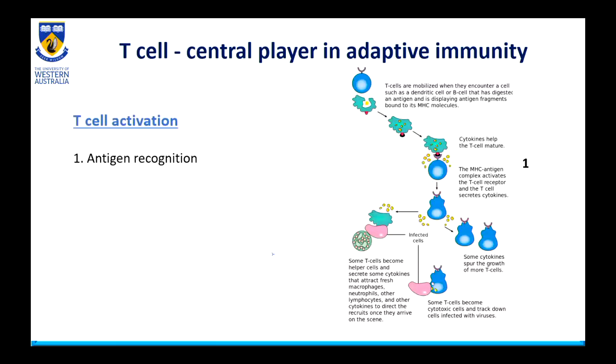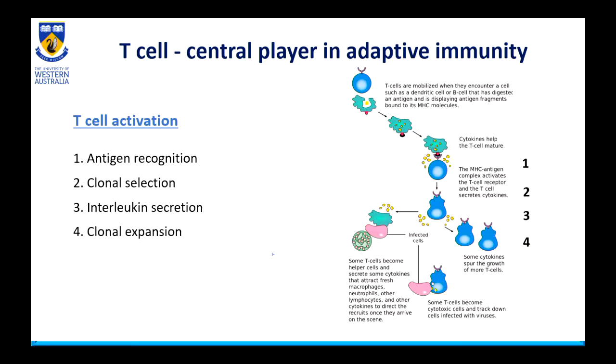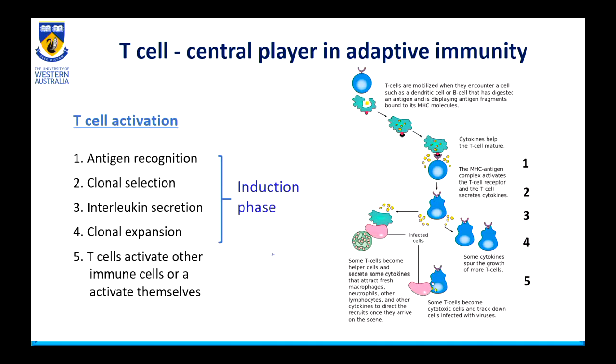First of all, T cell activation requires antigen recognition at this point here, so the antigen is released, and then the antigen is presented by the antigen presenting cell to the T cell. You then get clonal selection, so those T cells that express the right antigen are selected. You get IL-2 secretion, and you get clonal expansion. More and more of those T cells are made. This is the induction phase, and then T cells activate other immune cells and also activate themselves. And so this is the activation phase.